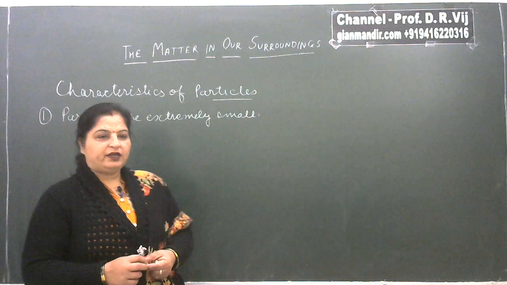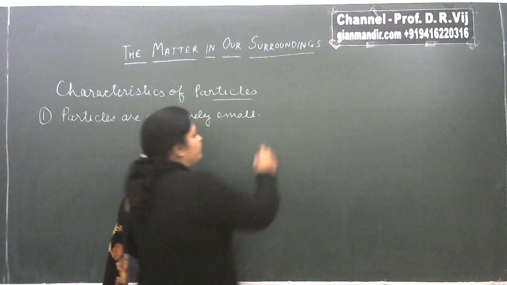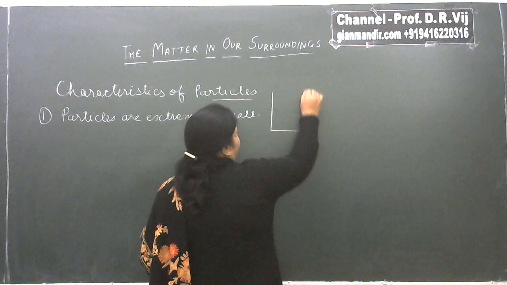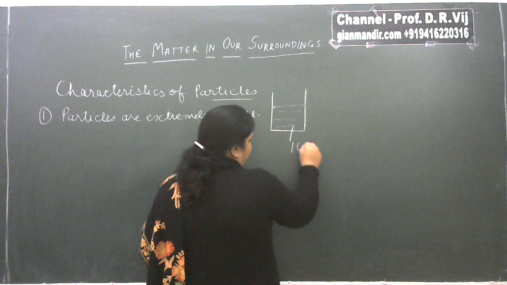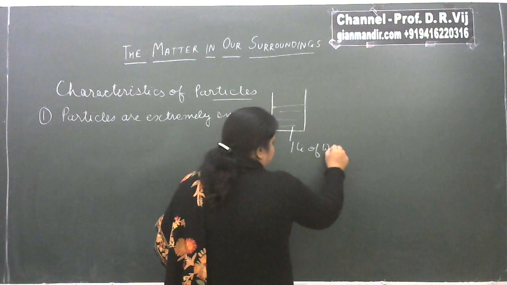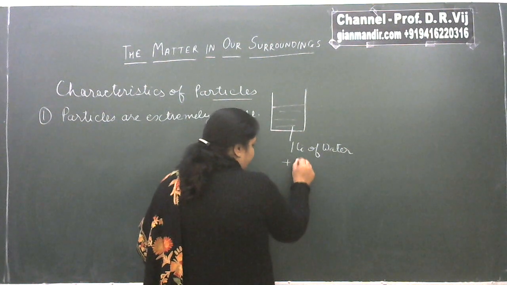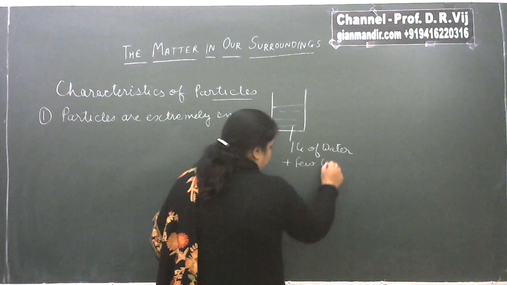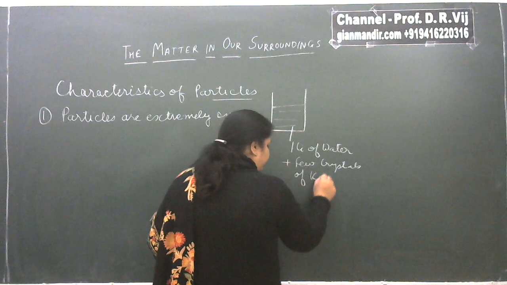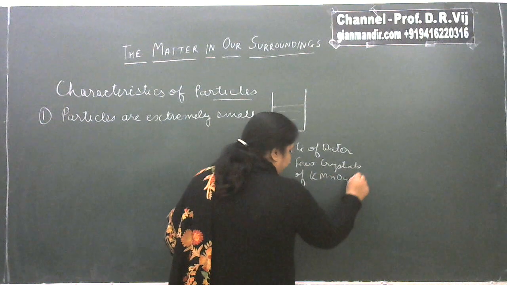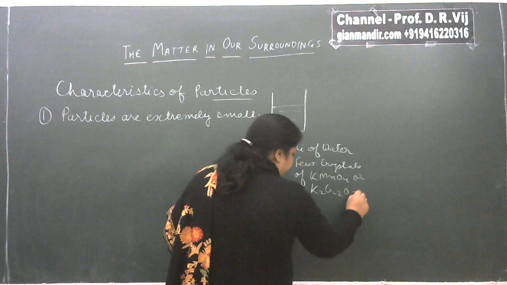So in order to show how small these particles are, here we have an activity. Suppose we have a beaker. In this beaker, suppose we take around 1 liter of water. In this 1 liter of water, you can add a few crystals of potassium permanganate, or you can add a few crystals of potassium dichromate.